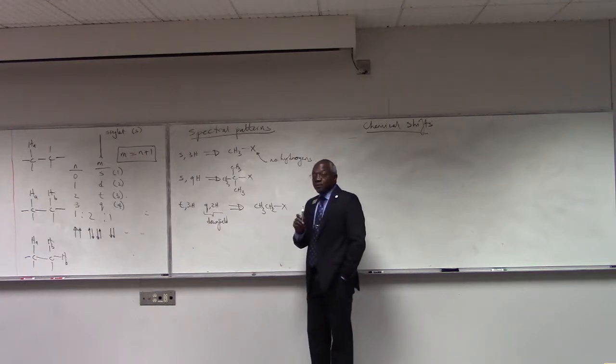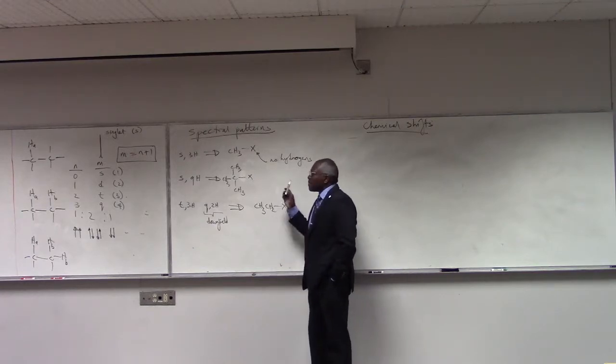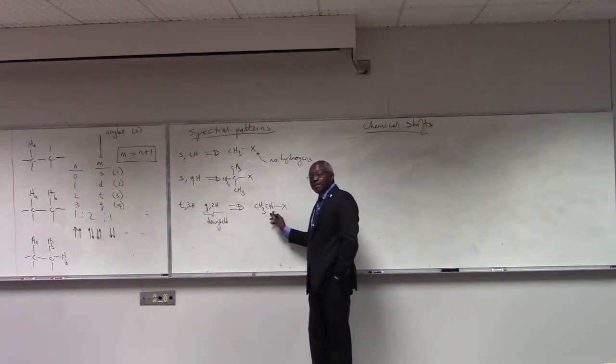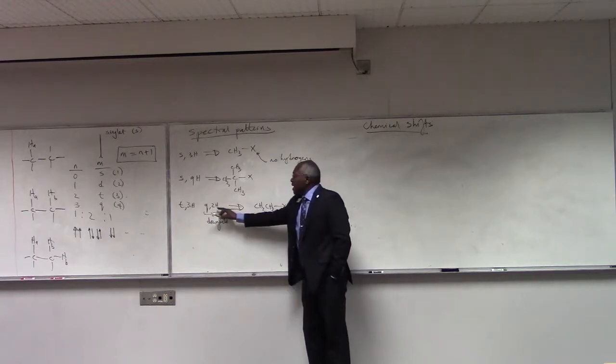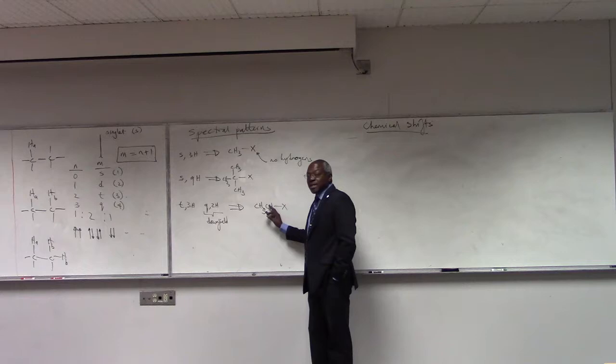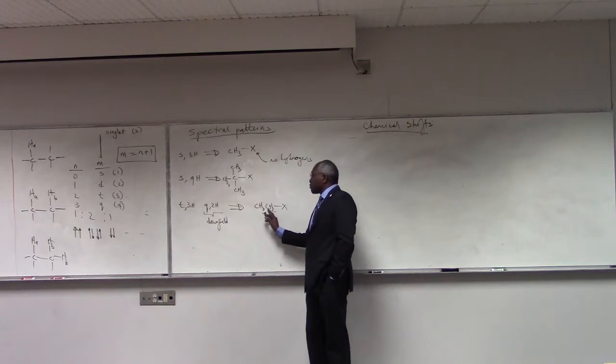Now you want to be very careful. The multiplicity, the quartet, tells me nothing about these H's. It tells me about the neighbors, how many neighbors I have. So a quartet tells me I've got 3 neighboring H's. The integral for 2 H's tells me that there are 2 H's on this carbon. So a quartet for 2 H's implies a CH2 attached to CH3.